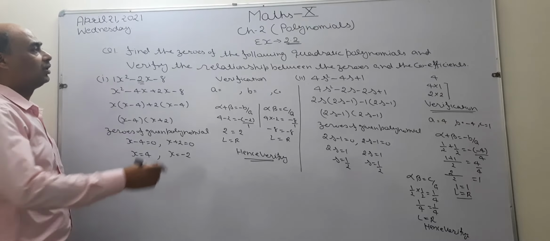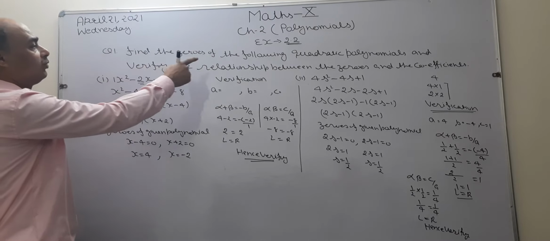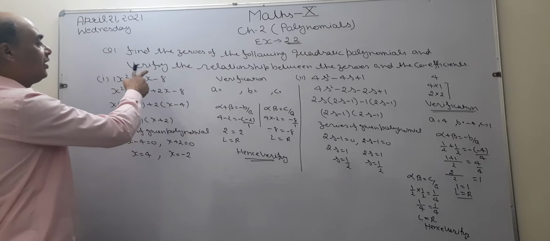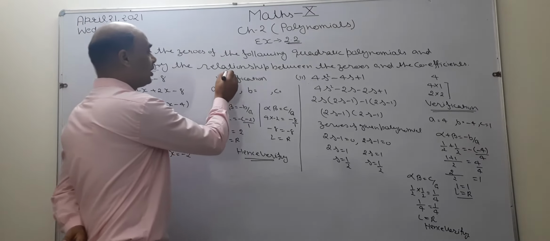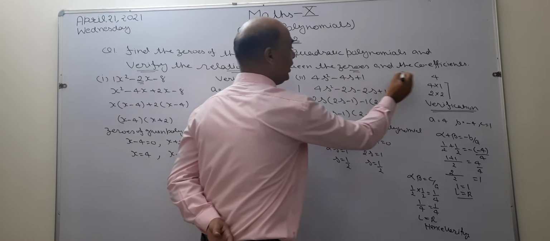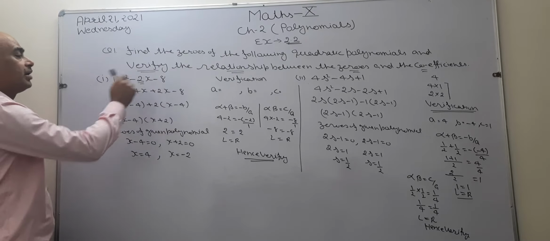Hello students, now I am going to start exercise 2.2. First question of this, find the zeros of the following quadratic polynomials and verify the relation. Now in this question we are going to verify the relationship between zeros and the coefficient. Okay. First question is x square minus 2x minus 8.